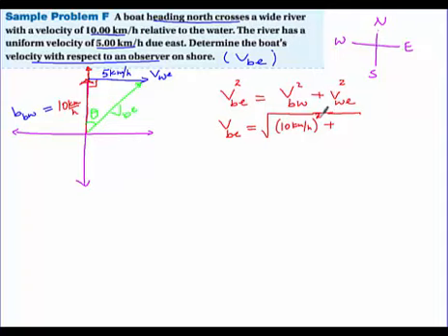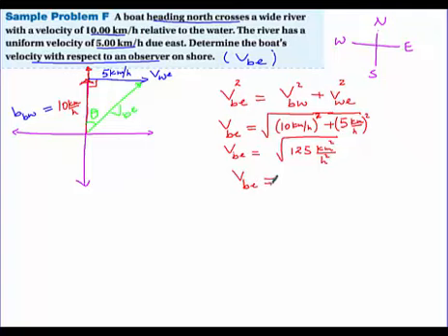This square plus the velocity of the water relative to the ground or the earth is 5 kilometers per hour, squared. Now 10 squared is 100, plus 5 squared is 25. Then 100 plus 25 is 125 kilometers squared over hour squared, under the square root.